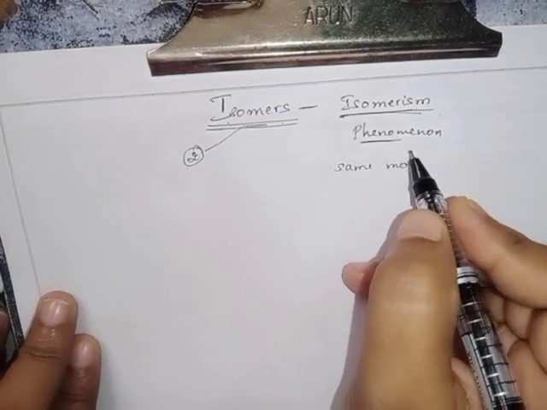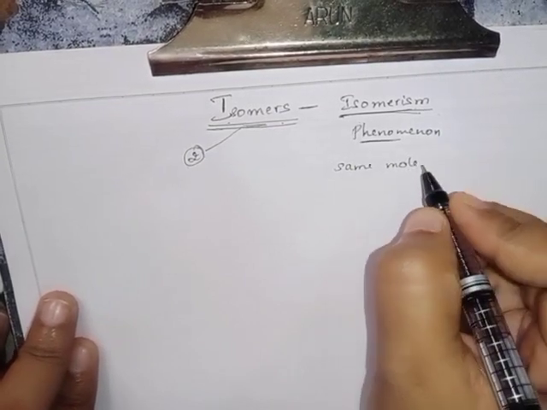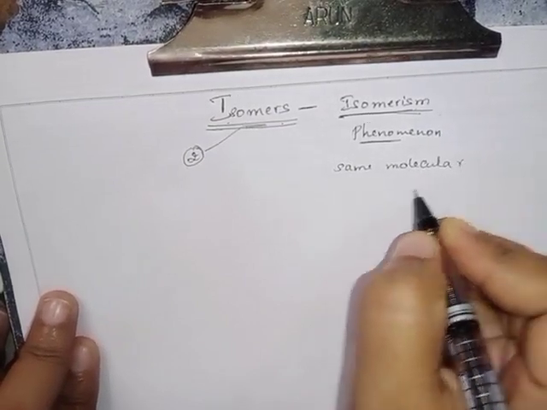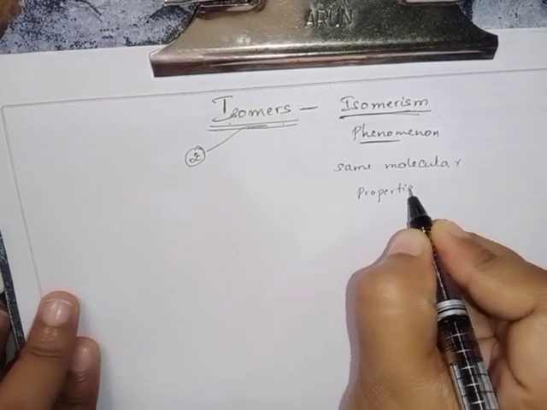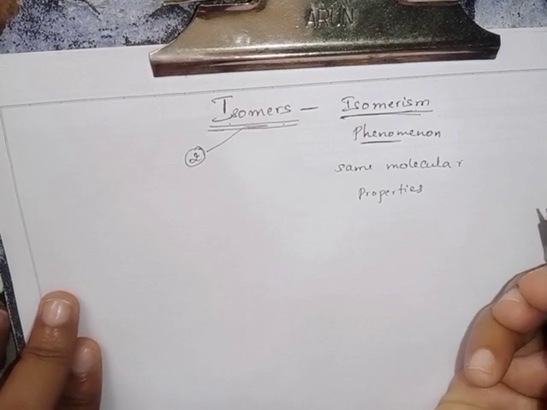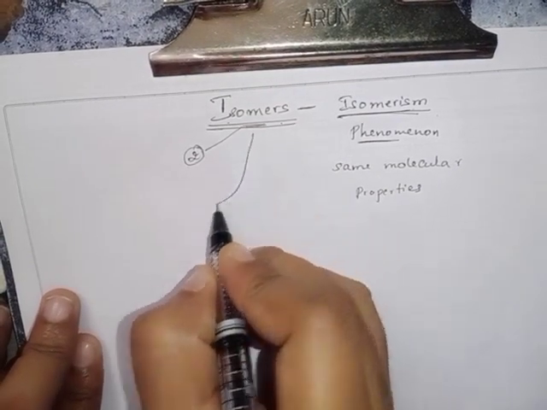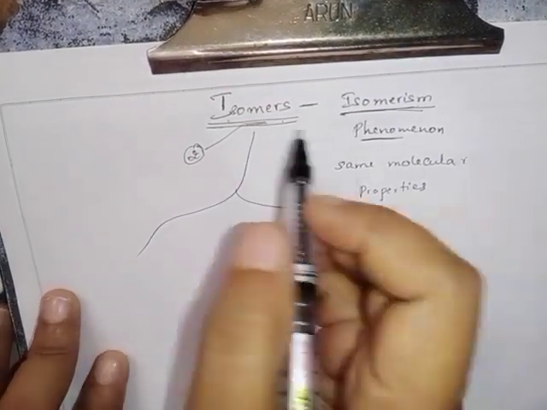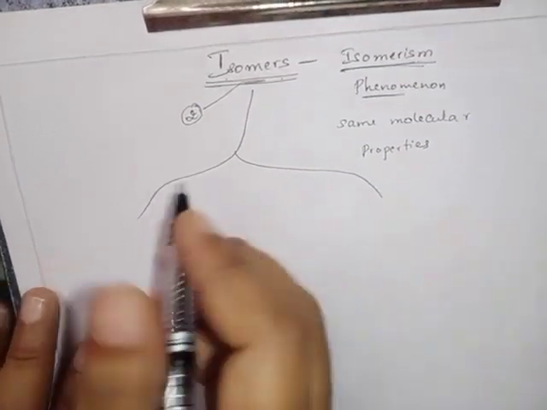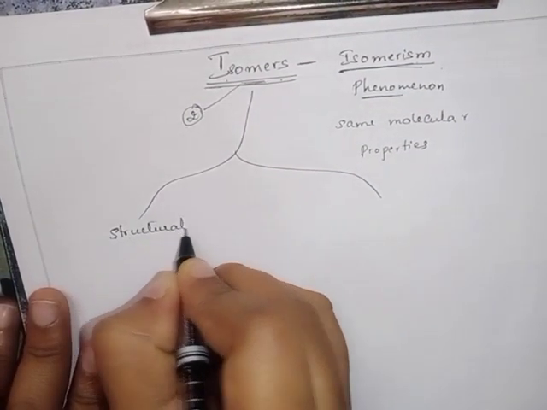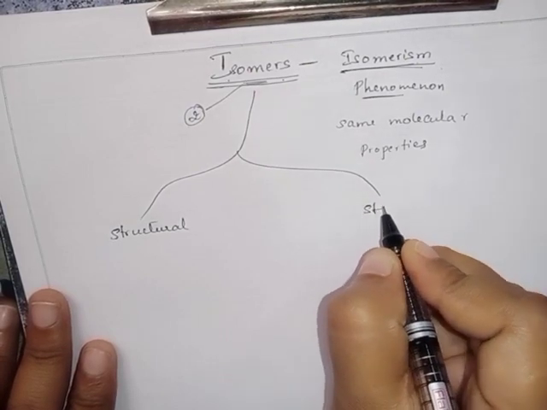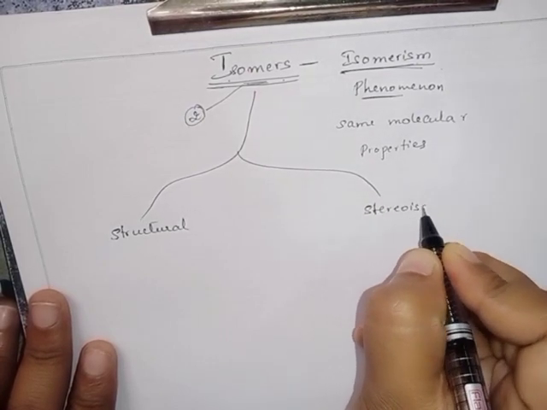So isomerism is a phenomenon where compounds have the same molecular formula but different properties. Under isomerism, there are two types. The first one we call structural isomerism. The second we call stereoisomerism.